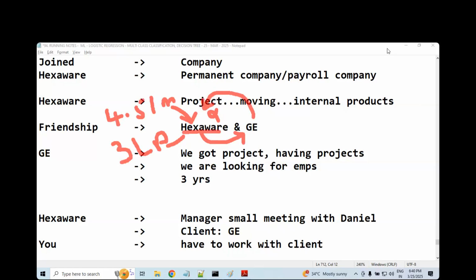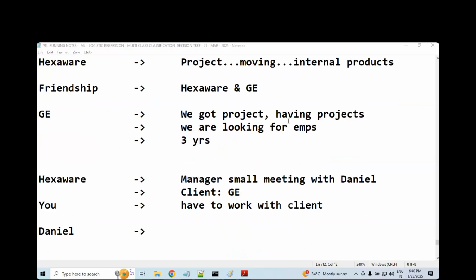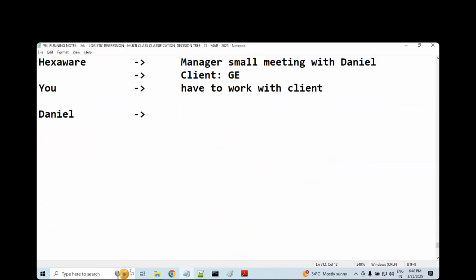Did you understand? There is a reason behind this. Friendship is friendship, just for simply no one ever sends. Now, what is my permanent company? Hexaware. What is my client company? GE. Hexaware, from here onwards, you can also call a service based company.